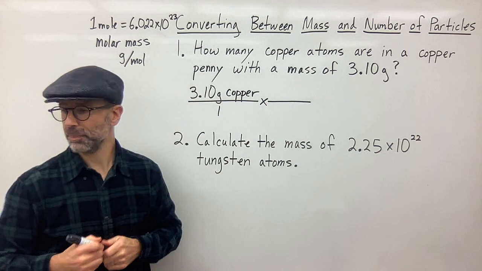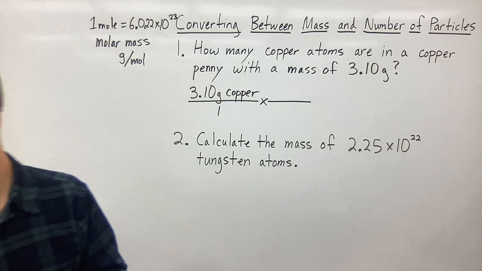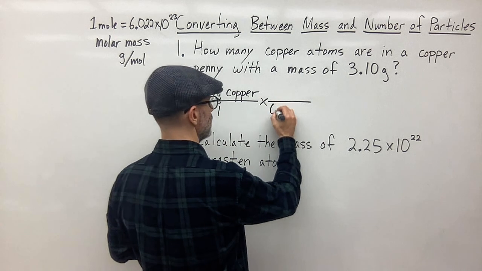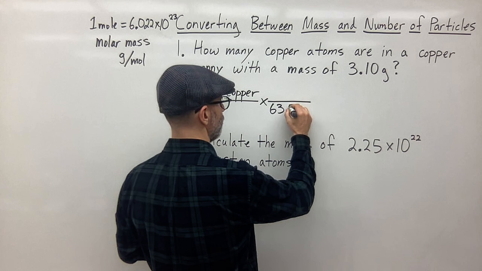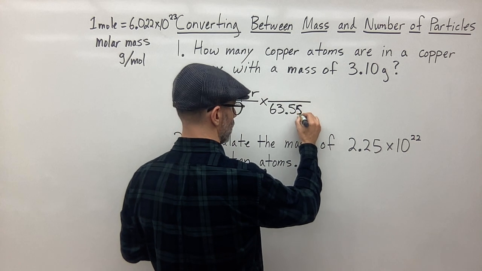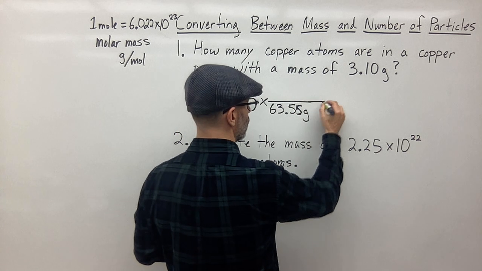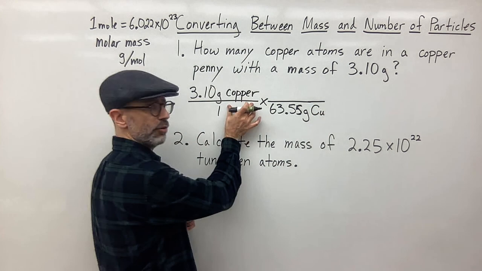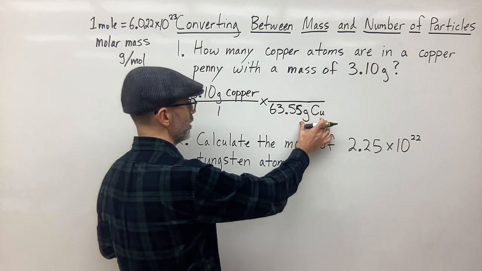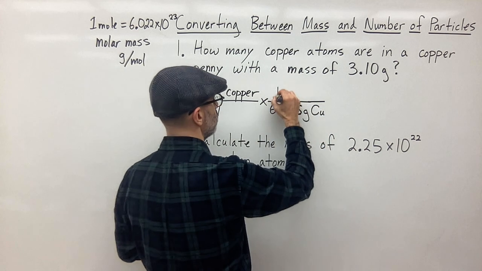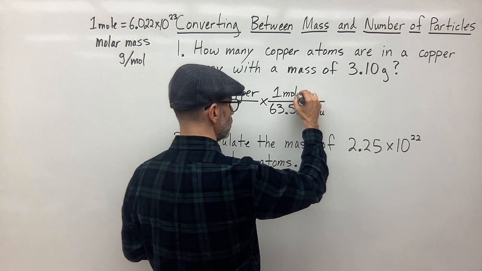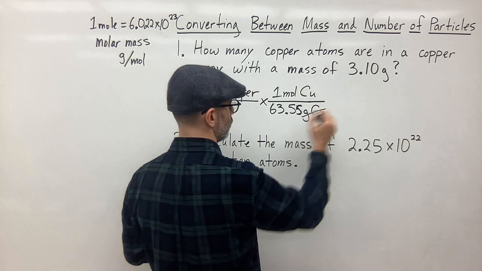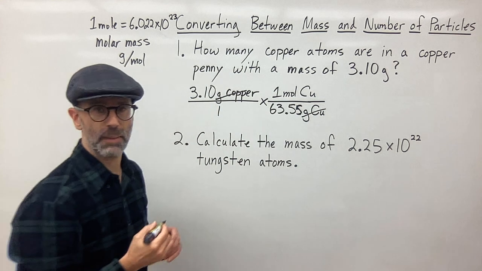What's the molar mass of copper? You look up on your periodic table, Cu for copper, and we see it's 63.55. So 63.55 grams of copper, I'll use Cu, the symbol for copper. I have grams of copper here, and I want grams of copper here to cancel out. So 1 mole of copper goes on the top. Grams of copper cancels out grams of copper. Now I have moles of copper on top.